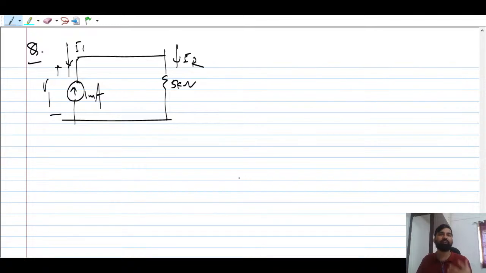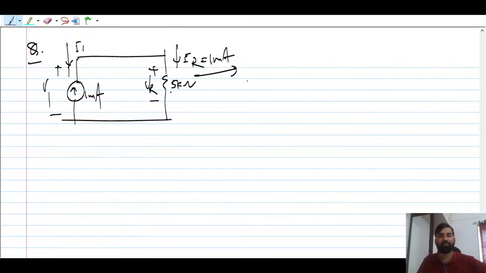Whenever you want to find power, you need to know voltage as well as current: across voltage and through current. Understood? This is very, very important to remember. Here 1 milliampere is going to flow, so the current is 1 milliampere, and the voltage is 5 into 1, that is 5 volt. So voltage 5, current 1.